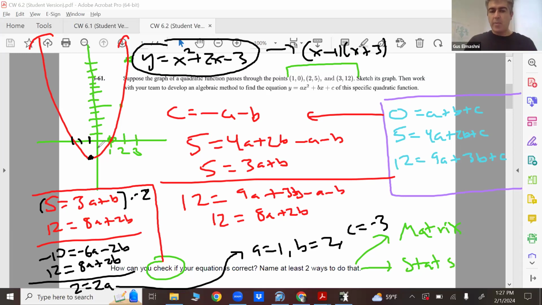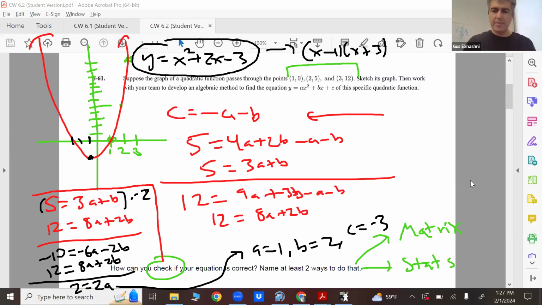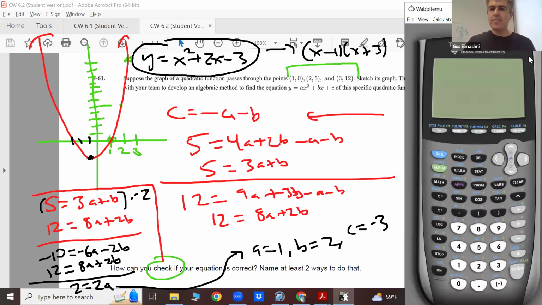Okay, now how do you verify your work? How do we verify this? Let me erase some stuff here because we've got a lot going on. I told you we're going to use matrices and stats. These are both very good. And this is all being recorded, so you can always watch again if you need to. Let's get this out of the way here.